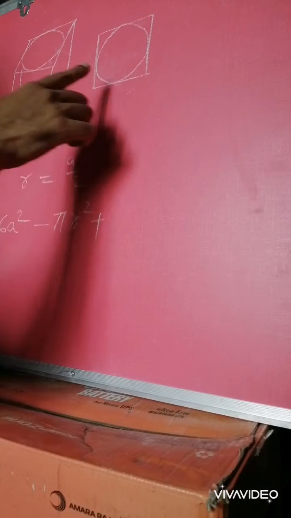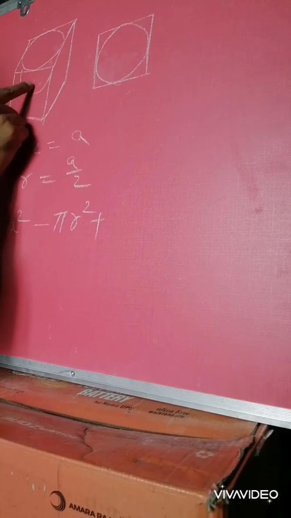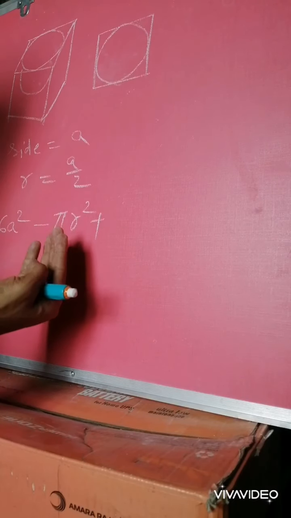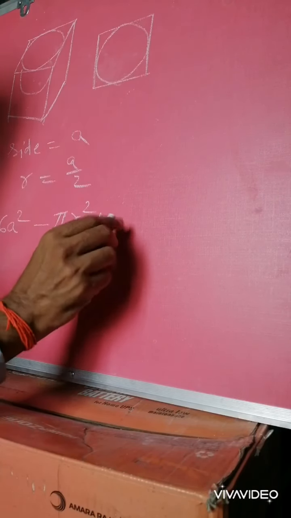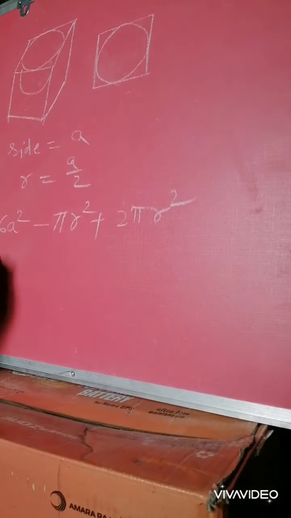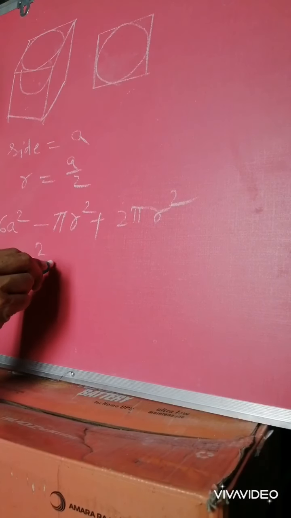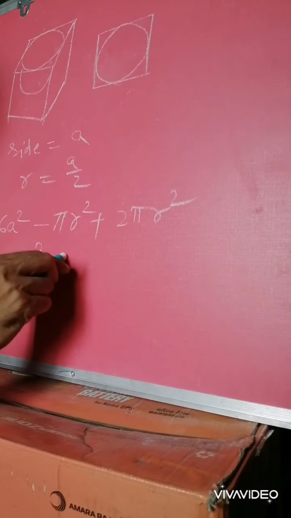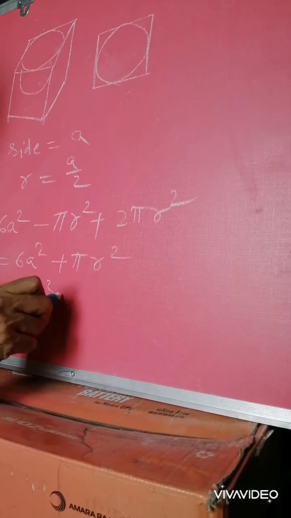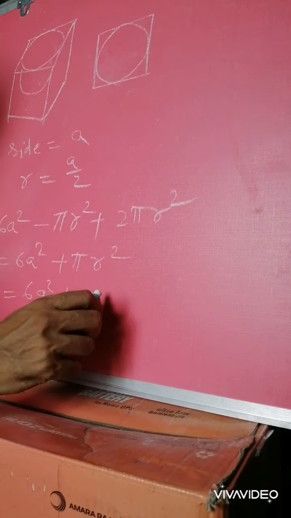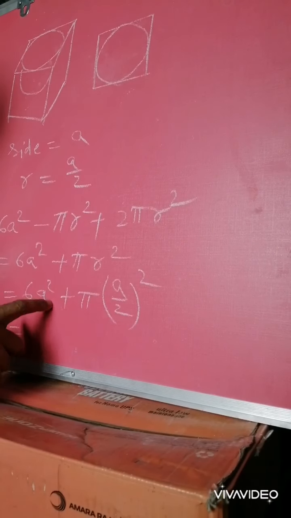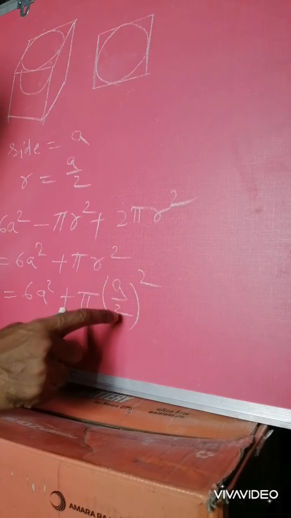But what happens when the cavity is formed? The curved surface area of the hemisphere is created. So that is to be added here now. The hemisphere formula is 2 pi r square, to be added. So the result is now like this: 6a square minus pi r square plus 2 pi r square is equal to 6a square plus pi r square. That implies 6a square plus pi, r means a by 2, a by 2 whole square. So take a square, a by 2 whole square means you get a square by 4.